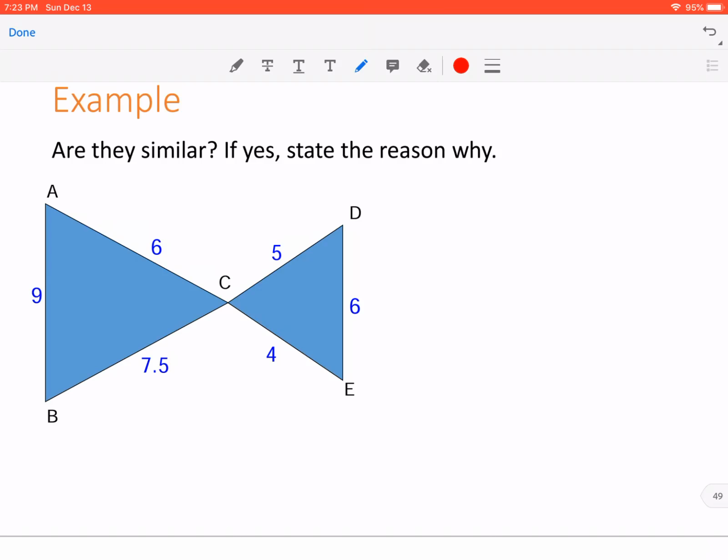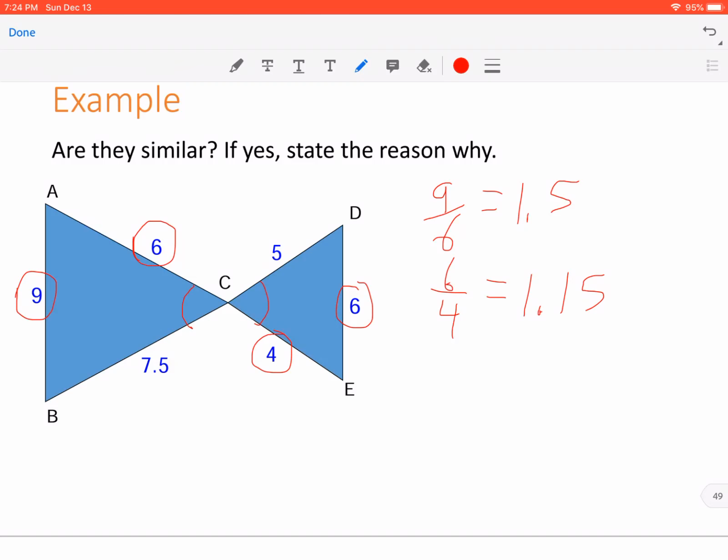Well, I see three sides, but I also see they have vertical angles here. So maybe it'll be side, side, side, maybe it'll be side, angle, side, we'll see. So let's try 9. Whose 9's match? Should be 6. Do 9 divided by 6, 1.5. And again, just be careful. 6 is the smaller number in the triangle. It should go with the smaller number of the other triangle. So do 6 divided by 4. That's also 1.5. Only thing left is 7.5 and 5.